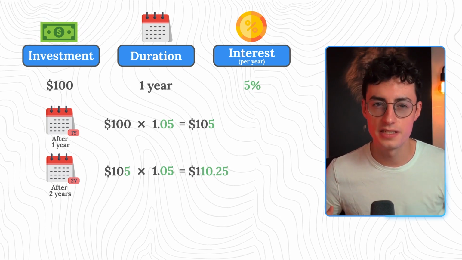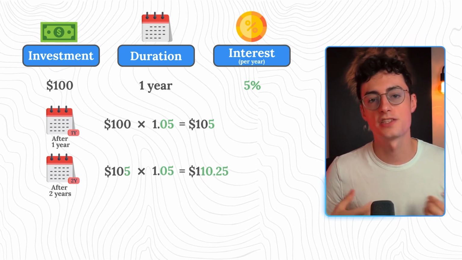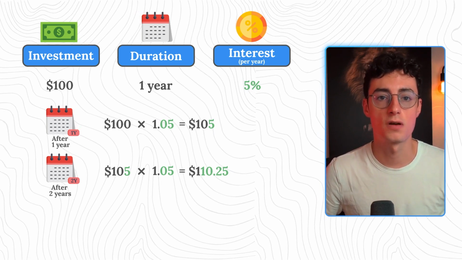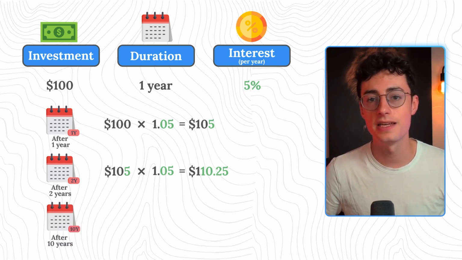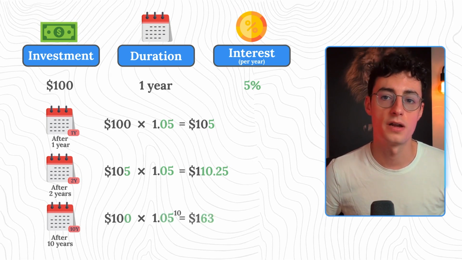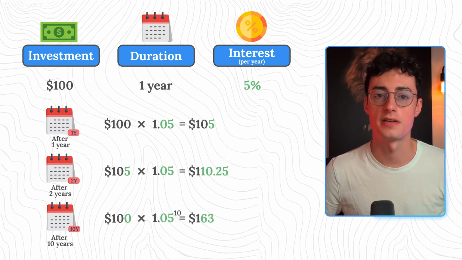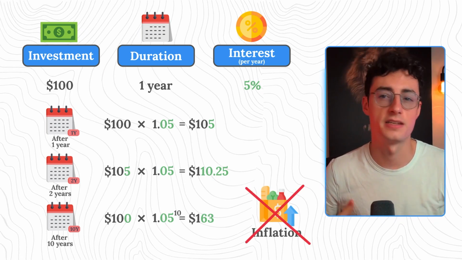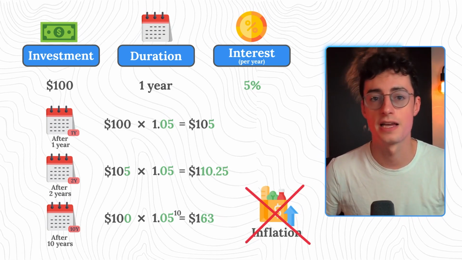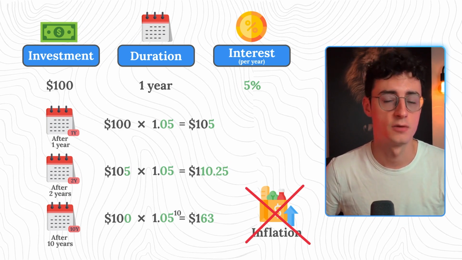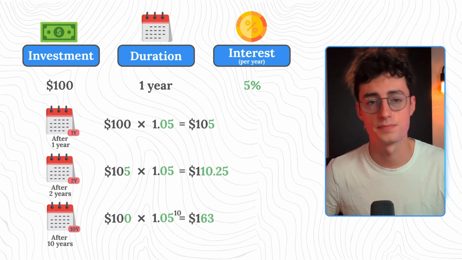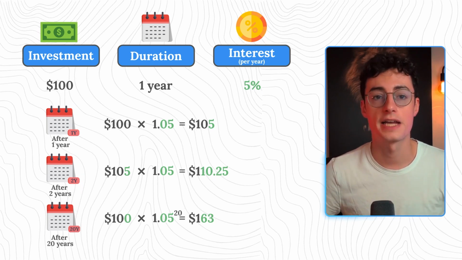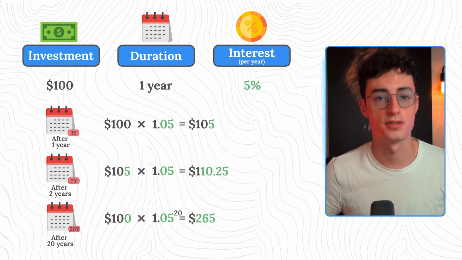Since it would be a bit tedious to calculate year by year, let's jump straight to the 10th year. If you had invested $100 and let it work for you over 10 years without investing any additional money, you'd reach $163 with 5% interest. To keep it simple, we'll ignore inflation here, which could mean that in 10 years, the $163 has less purchasing power than today. We'll cover inflation in other videos. Now, if we leave the money for another 10 years, totaling 20 years, our capital reaches $265.